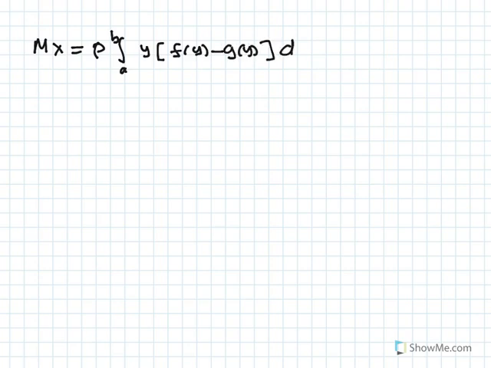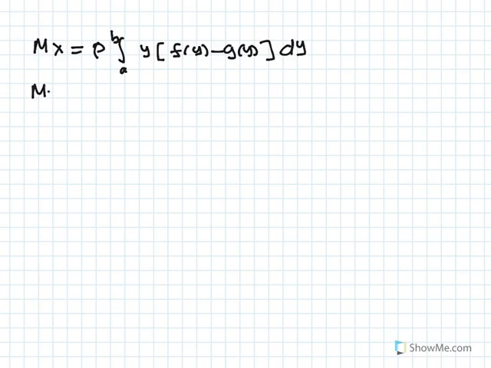The moment with respect to the x-axis is equal to density, integrate from a to b, these are y limits, and we need the distance to the x-axis, which is measured by the y-coordinate of the horizontal element. So that's y times f of y minus g of y dy. This is the centroid formula in terms of y for the moment with respect to the x-axis.